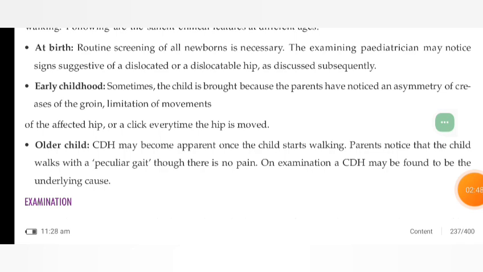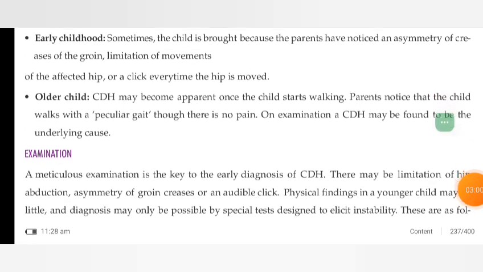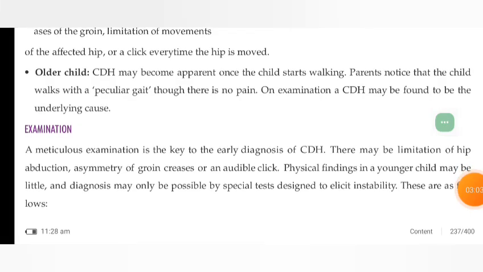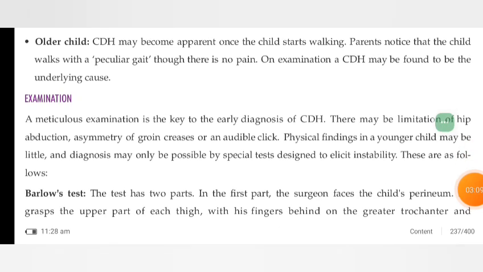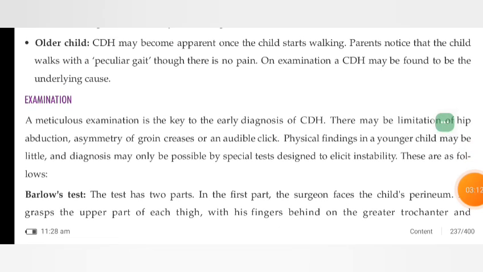Early childhood. Sometimes the child is brought because the parents have noticed an asymmetry of creases of the groin and limitation of movements of the affected hip, or a click every time the hip is moved. Older child. CDH may become apparent once the child starts walking. Parents notice that the child walks with a peculiar gait. Though there is no pain, on examination a CDH may be found to be the underlying cause.